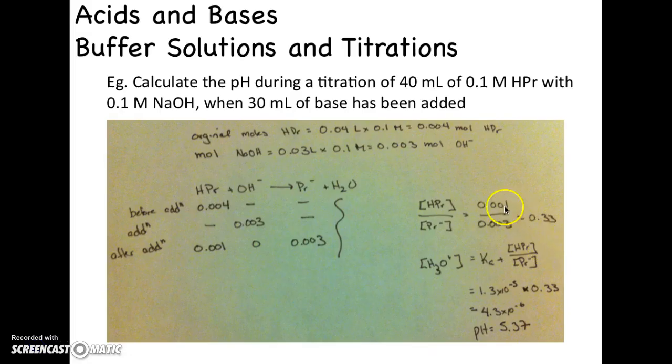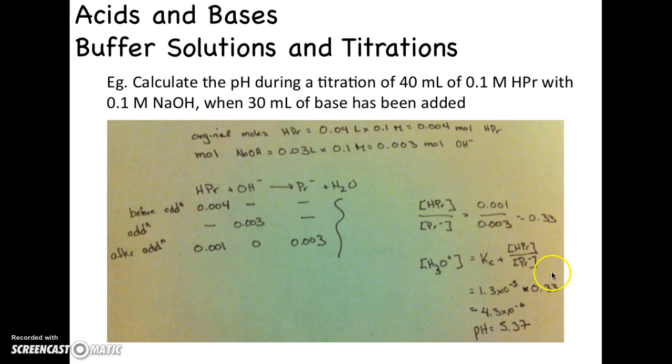Now, if we look at how our concentration of acid and concentration of base compare to each other, they're in the same volume, so it doesn't really matter if we divide by 70 milliliters in the end. That would be the 40 we started with plus the 30 of base that were added, because it is in the same flask. We can just work with the moles here to get our ratio.